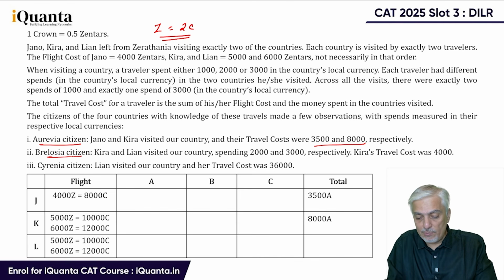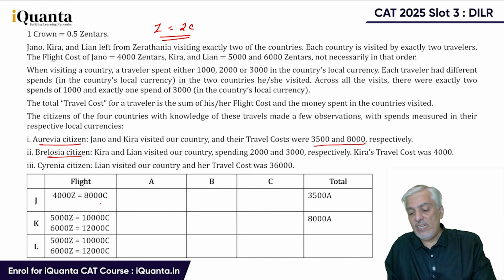What does somebody from B say? K and L visited our country. So, okay, by the way, here L did not go. Here K and L went, so J did not go. K and L visited our country and spent 2,000 and 3,000 respectively. So they spent 2,000, obviously the person from B is saying so, 2,000 B and 3,000 B.